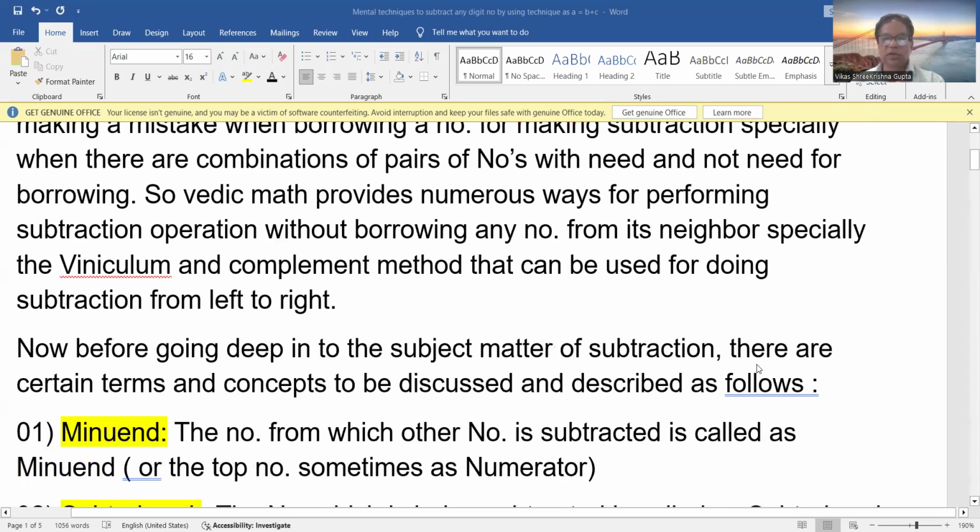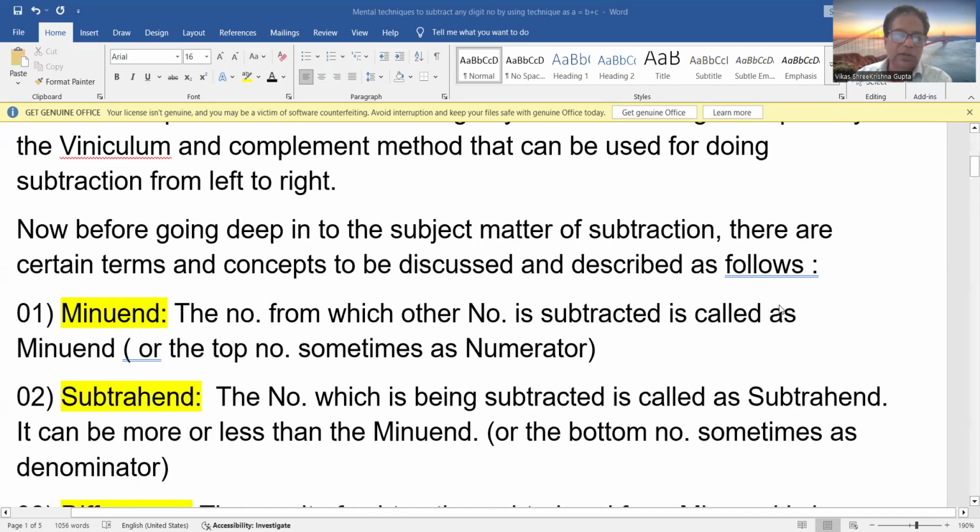Before teaching all these techniques, there are certain terms which you should understand very clearly. The first term is called minuend. Minuend is the term from which the number is being subtracted. It means the top number, or sometimes we can call it the numerator. Suppose I say 72 minus 18, then 72 is the minuend.